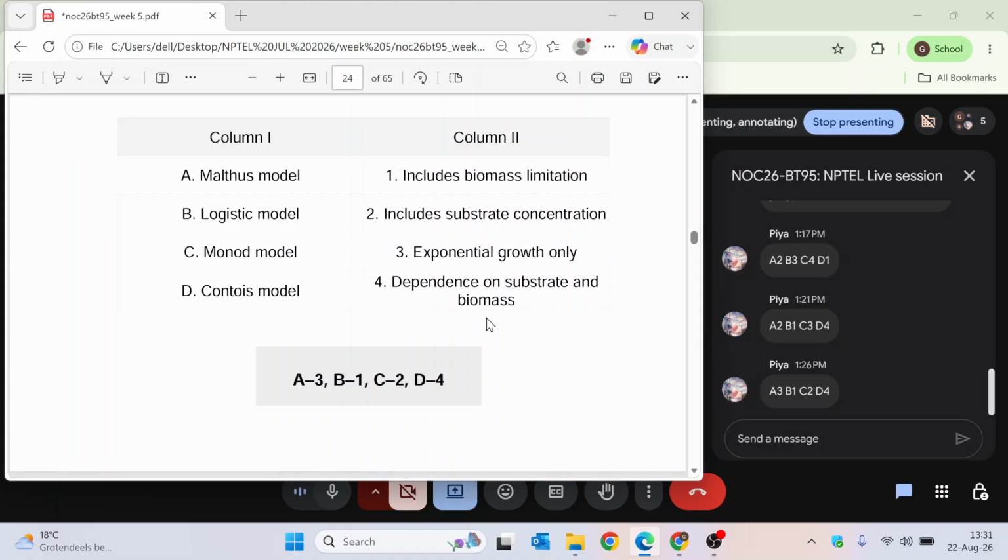So this is the evolution of Malthus, logistic, Monod and quantized model, and the match is: Malthus model says exponential growth only occurs in a microbial system, whereas the logistic model includes the biomass limitation, and the Monod model includes substrate concentration, whereas the quantized model talks about the dependence on both the substrate and the biomass.